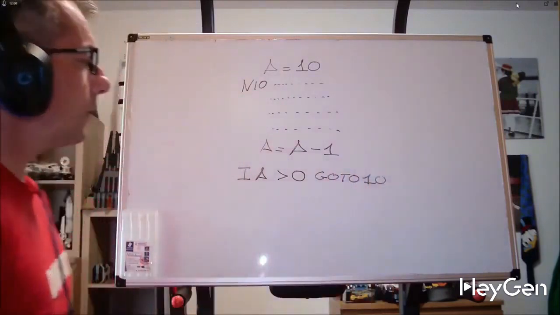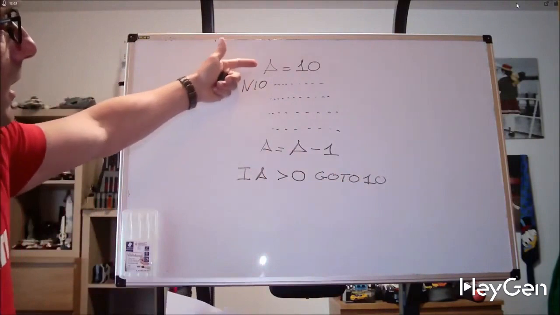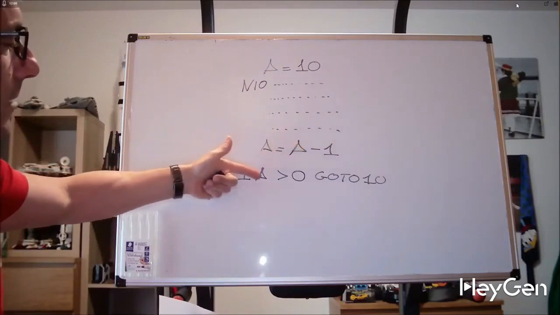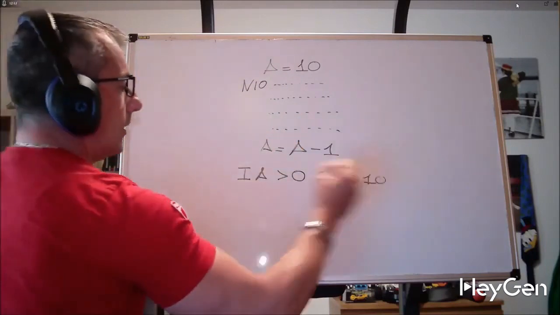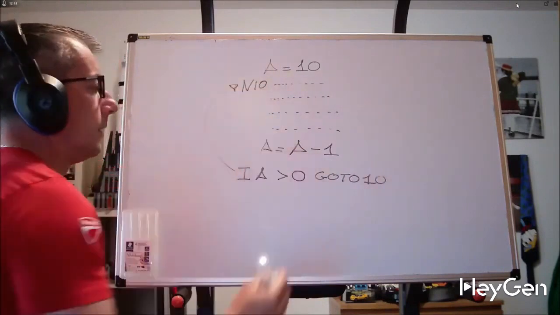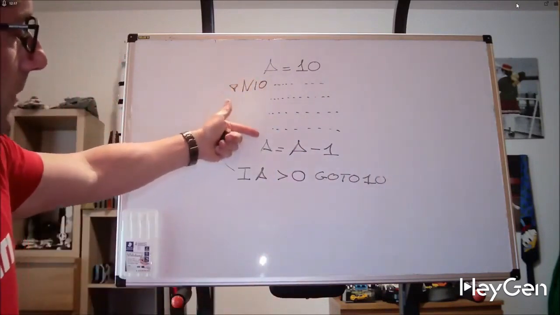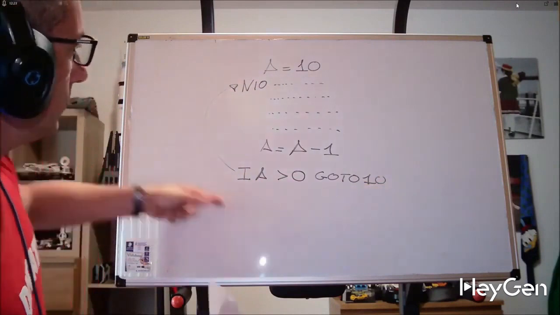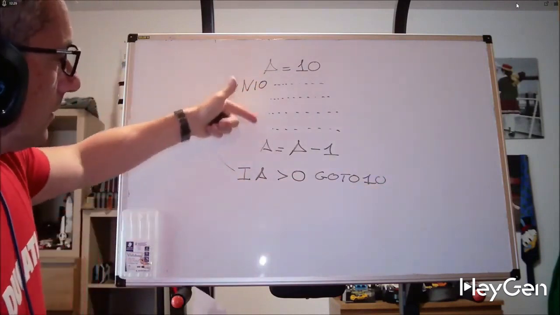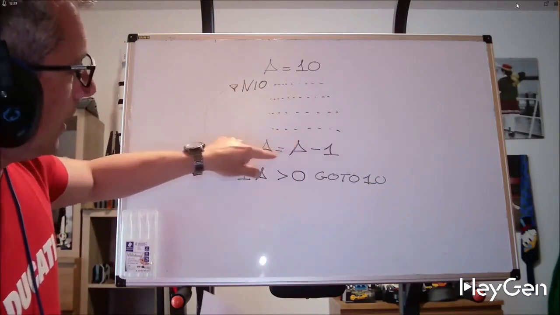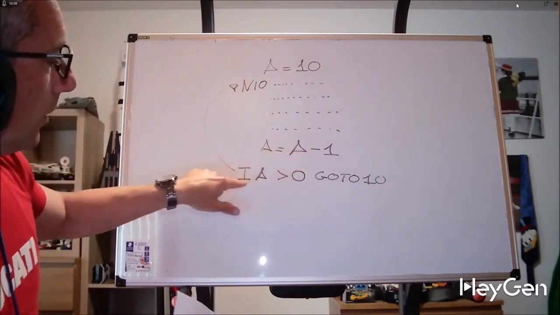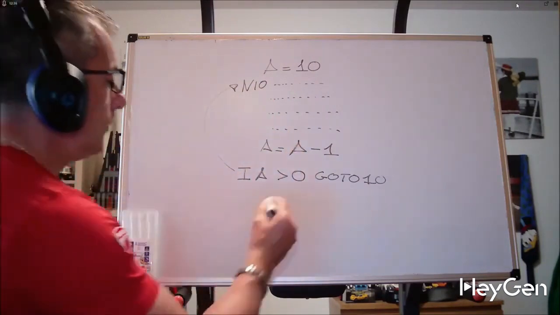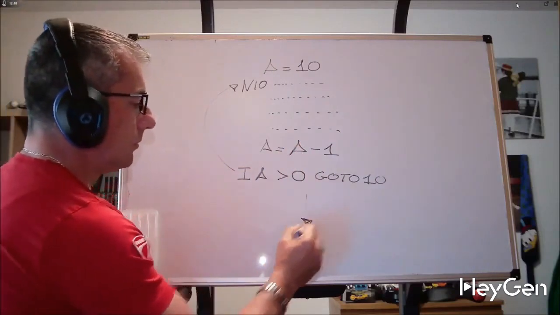I run the program. A is equal to 10. A equals A minus 1, so A is now 9. If A is greater than 0, when I get here, I go back here. I run the program, and 9 becomes 8. According to this request, I go back to 10. When A is equal to 1, A equals 1 minus 1, which is 0. No, it's not greater than 0, it's equal to 0. Perfect. At this point, I continue reading the program.